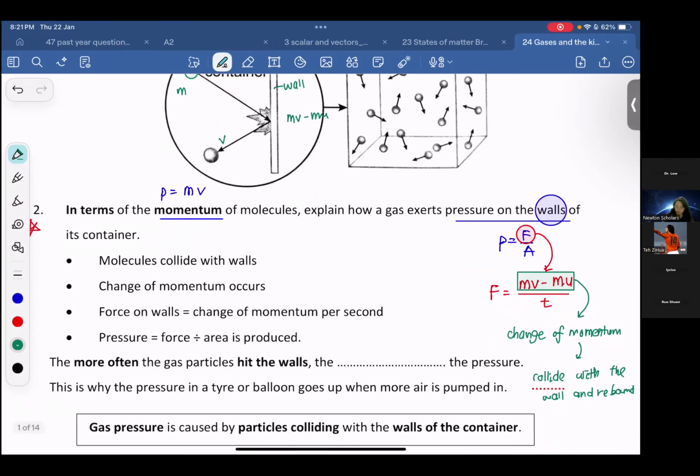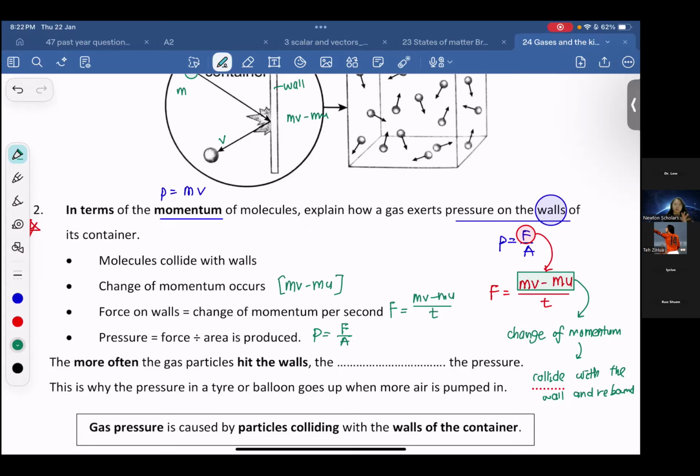Can you see my notes here? First, what happened? The molecule collides with the wall. Second, when it collides with the wall, what's going on? A change of momentum, mv minus mu, happens. Then the change of momentum per second, or rate of change of momentum, mv minus mu divided by t, produces force. So third, a force is produced due to the rate of change of momentum. The last one, how do we produce the pressure? The force acting on the area produces pressure.